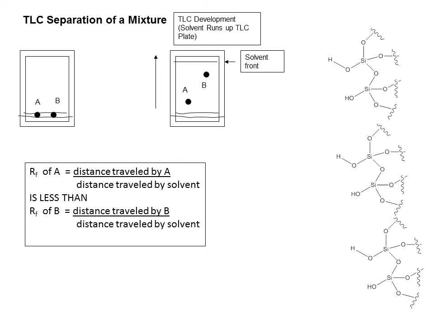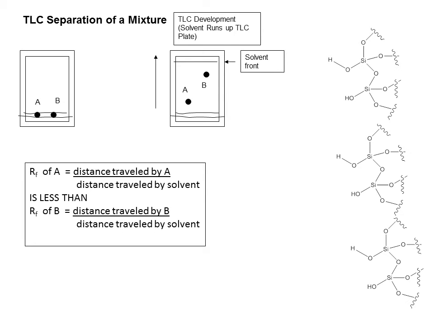You say that the RF of A, which is the distance traveled by compound A divided by the distance traveled by the solvent, is less than the RF of B, which is the distance traveled by B divided by the distance traveled by the solvent. A is stickier, more polar than B, therefore it has a smaller RF.